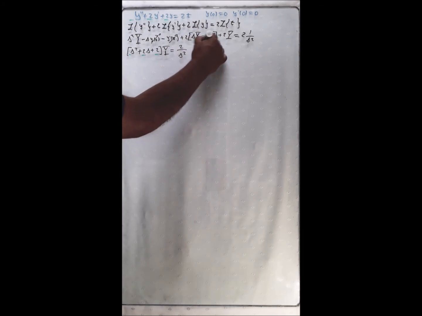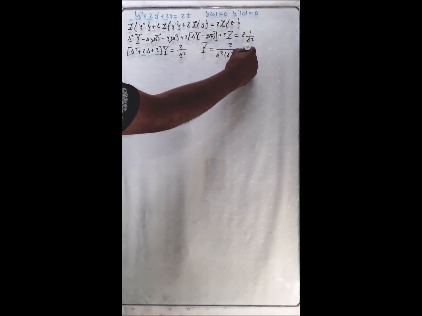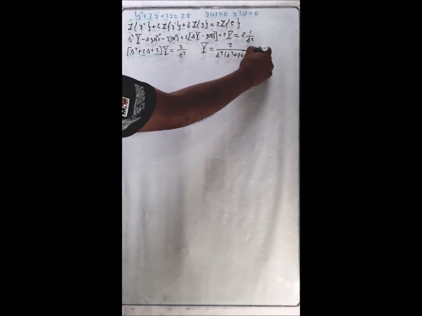Okay, a checkpoint here. Check that the coefficients here, 1, 2, and 2, are the same coefficients as this, 1, 2, and 2. That should happen. If that doesn't happen, then you did something wrong. Okay, now let's clear the capital Y. The capital Y is going to be equal to 2 over s squared times s squared plus 2s plus 2.